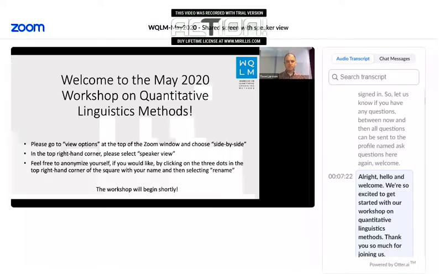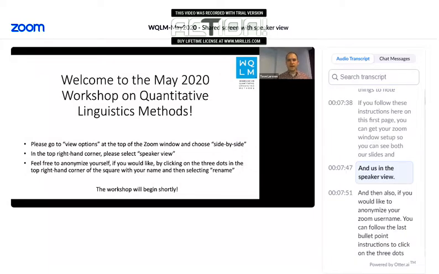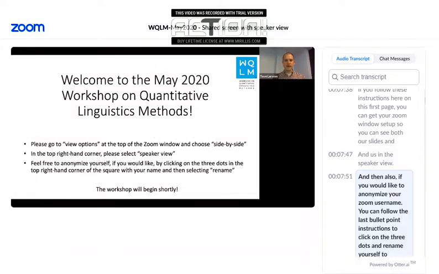As we get started, a couple of quick things to note. If you follow these instructions here on this first page, you can get your Zoom window set up so you can see both our slides and us in the speaker view. And then also, if you would like to anonymize your Zoom username, you can follow the last bullet point instructions to click on the three dots and rename yourself to whatever you would like. And with that, we're going to go ahead and get started.